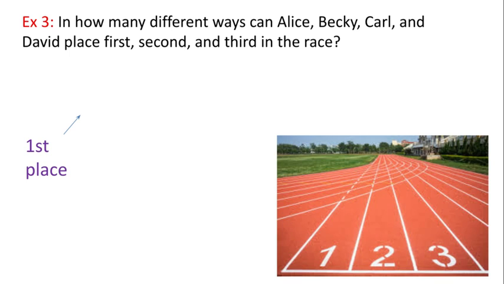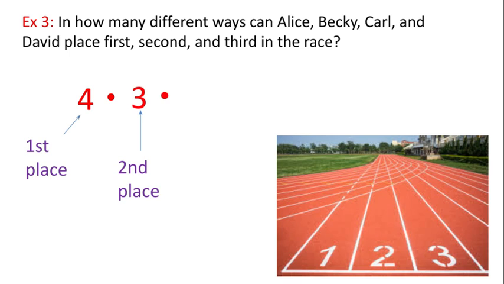First place has to be decided, second place, and third place. Well, how many choices for first place? Well, Alice or Becky or Carl or David could all win first place. So 4 times, now I'm going to do second place. 4, wait, it can't be 4 because once somebody wins first place, there's only 3 people left racing. So for second place, I only have 3 options.